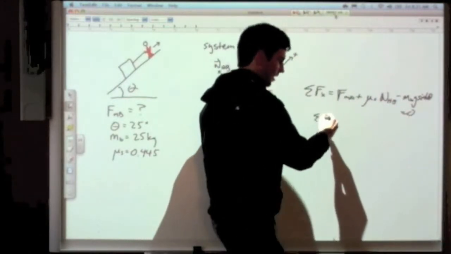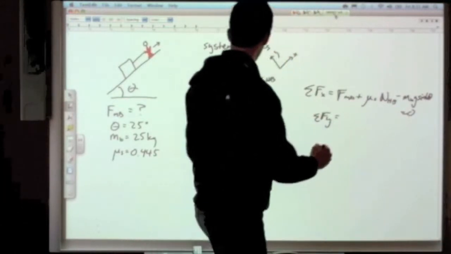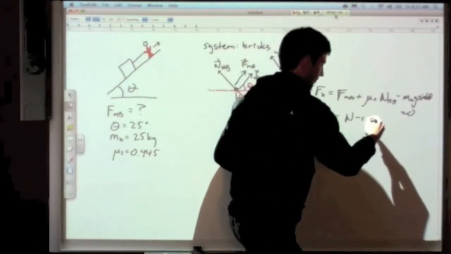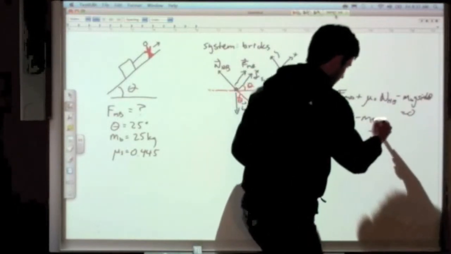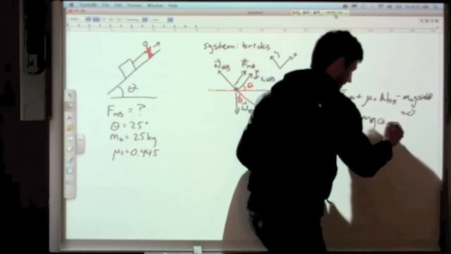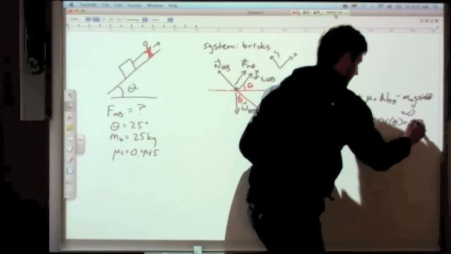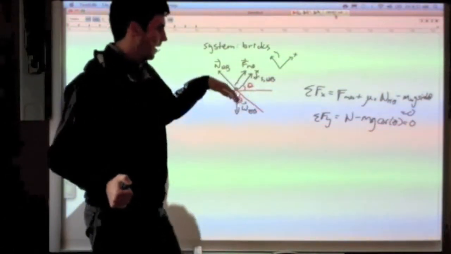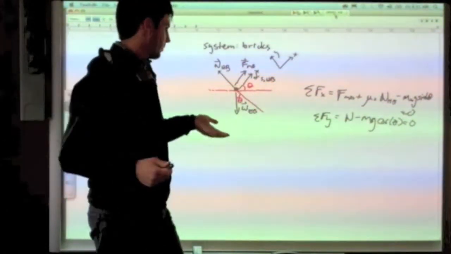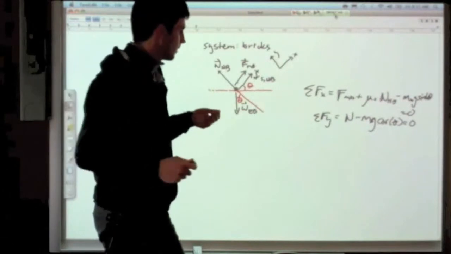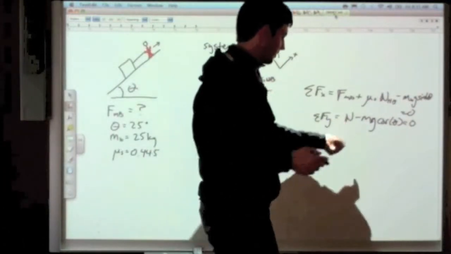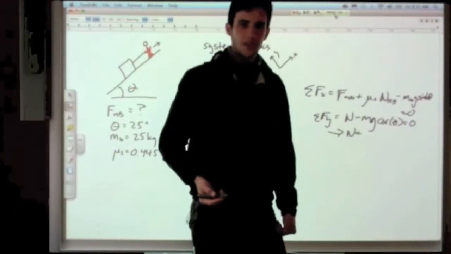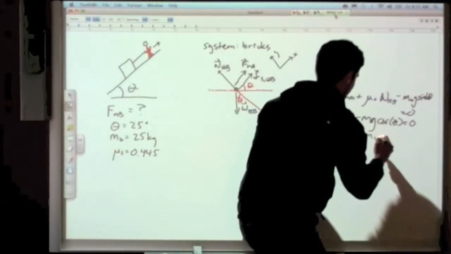Now we'll do the same thing in the y direction. I'll go through this a little more quickly. We've just got the normal straight up, and similarly to before, minus mg cosine theta to describe the component of the weight force in the y direction. And that equals 0 in this case as well, because it's not accelerating. So, as a result, we know from the second equation that the normal force must equal mg cosine theta in this problem.